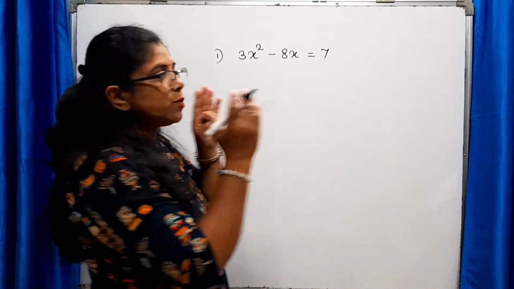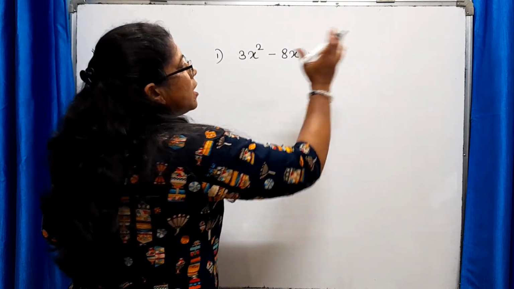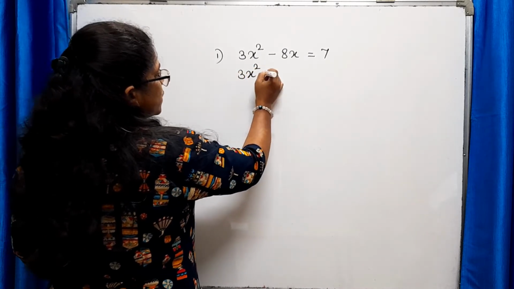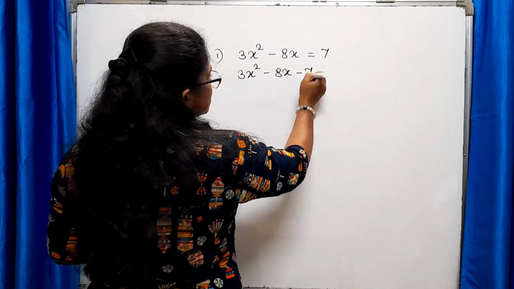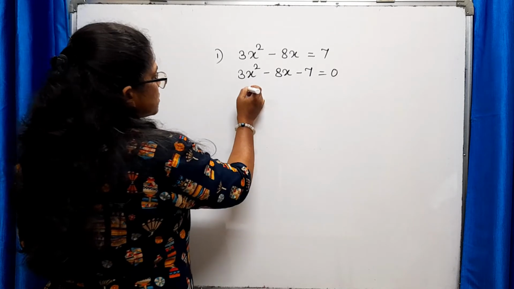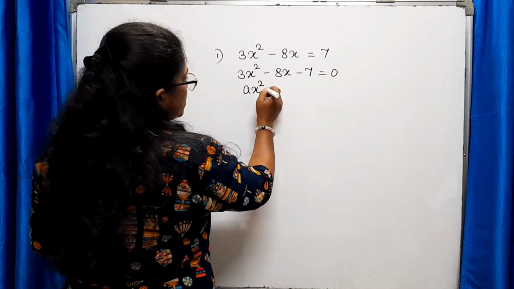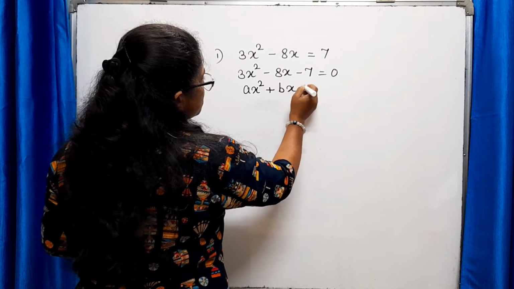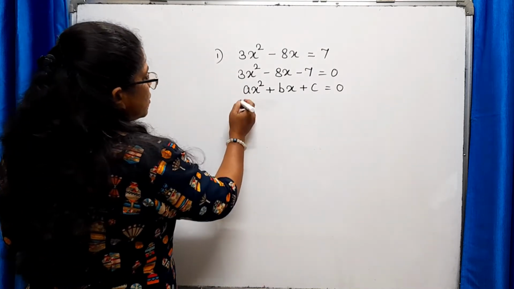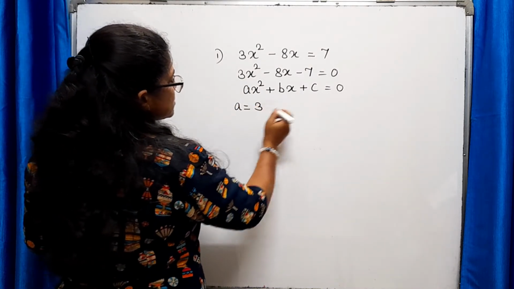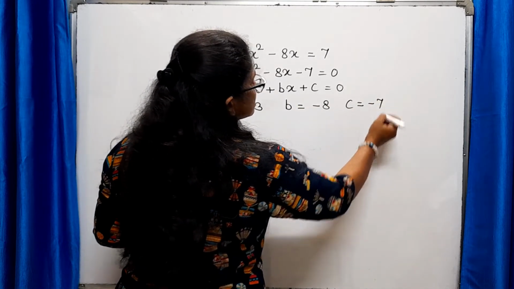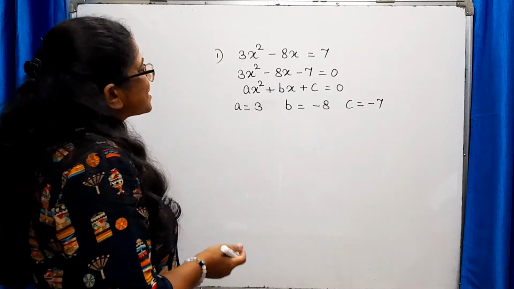Standard form is what? We have to bring all the terms to the LHS and on the RHS, we have to make it 0. So here 3x square minus 8x minus 7 is equal to 0. Now our equation is in standard form. Standard form of quadratic equation, ax square plus bx plus c is equal to 0. Now compare this with this example. Here the value of a is 3, b is minus 8 and c is minus 7. That's it. Let's check one more example.